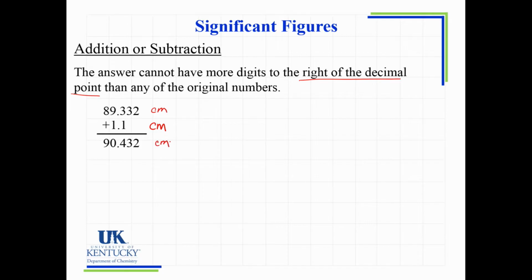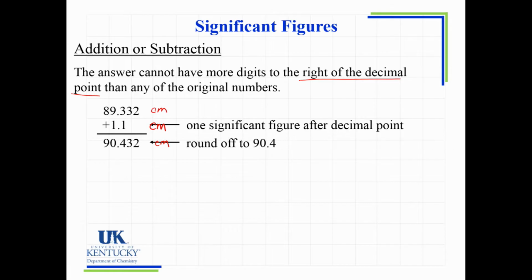This will be in centimeters, but this answer can't be correct. So what do we do? We have to make sure that our answer doesn't have any more places to the right than the one with the smallest number of places to the right. When we compare those two values, this one has only one place to the right of the decimal point. And so this would have to be rounded to an answer of 90.4.